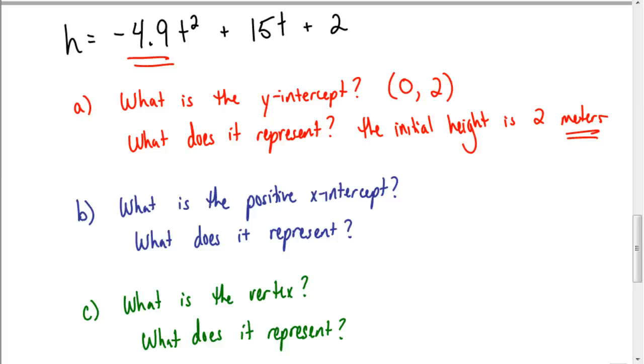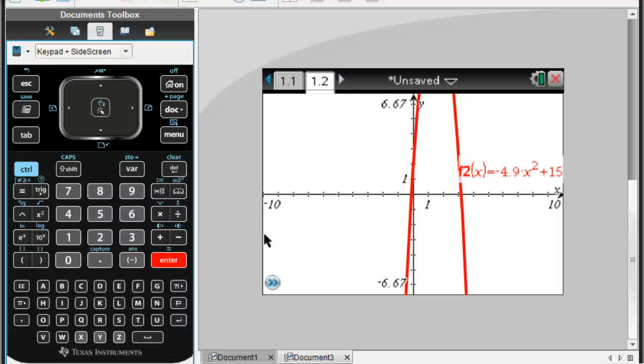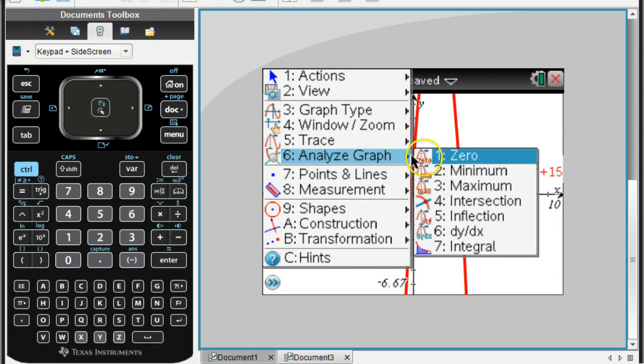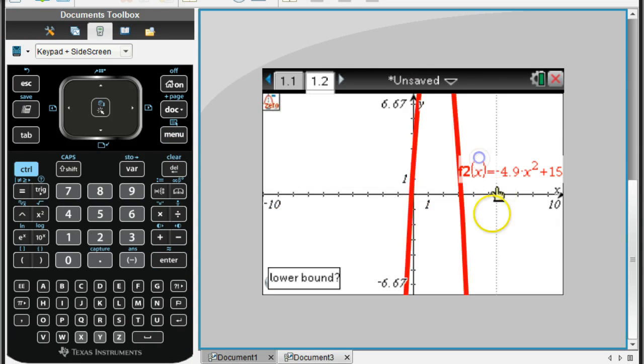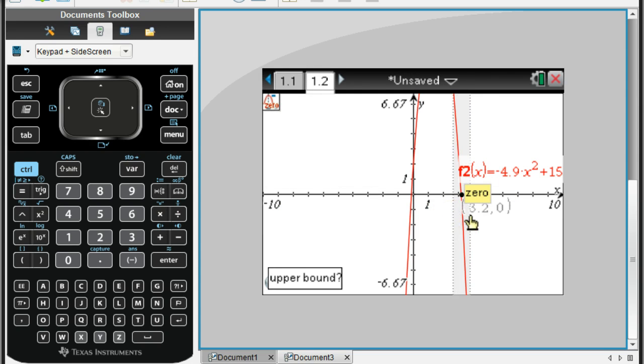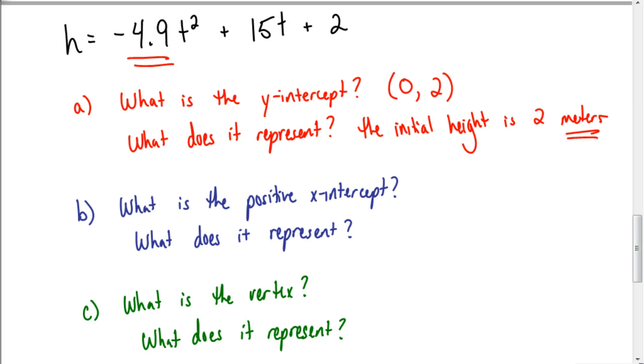So to find the positive x-intercept, you should have done this. You should have, at menu, analyze, we're looking for the 0. Figure out what that is. You get 3.20. So that means your x-intercept is at the point 3.20. I'm not going to take the time to write this right now, but you should have written down that what it represents is that the ball hit the ground after 3.2 seconds.